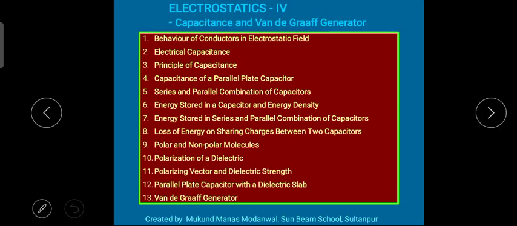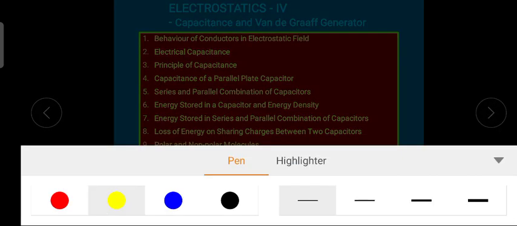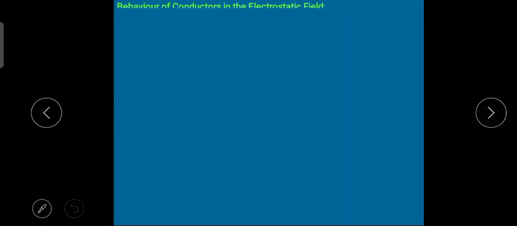So today I am going to start with the new topic, that is capacitor. But before beginning that, we just have to study about some behavior of conductor in the electrostatic field. What does it mean? How the conductors behave? This I have to study, which will be summarized in 5 to 6 points.